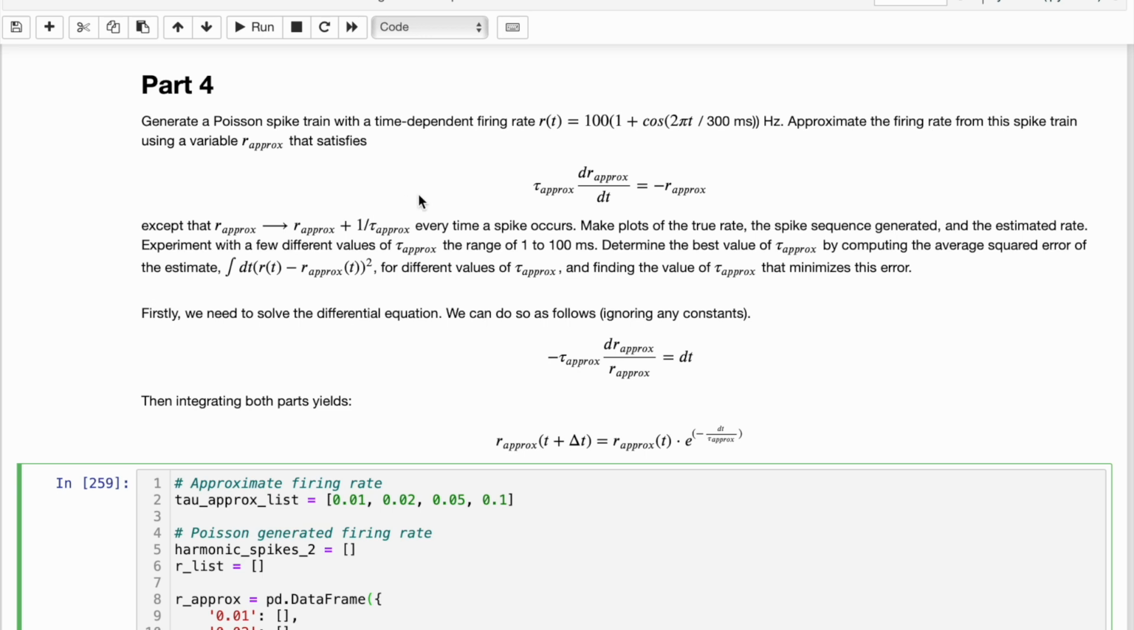So you can think of it like this. Because the tau is in the denominator, the lower it is, the bigger the jump the approximate firing rate experiences after a spike. And the higher it is, the lower the change. However, the tau will also affect how quickly the firing rate begins decaying again. So if it's very small, it will decay faster, but if it's very large, it will decay slower.